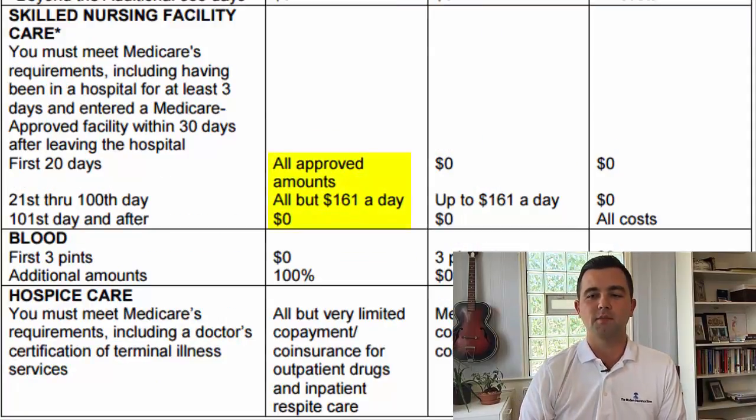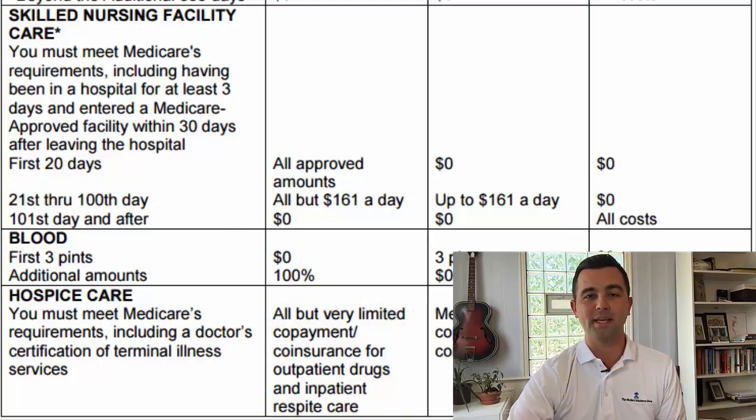Skilled nursing facility also has a copay there. After the first 20 days, it's $161 per day. Blood, Medicare pays for the first 3 pints. After that, you're on your own. Hospice care, Medicare's coverage is very good there. Only a small copay is required with still only original Medicare.